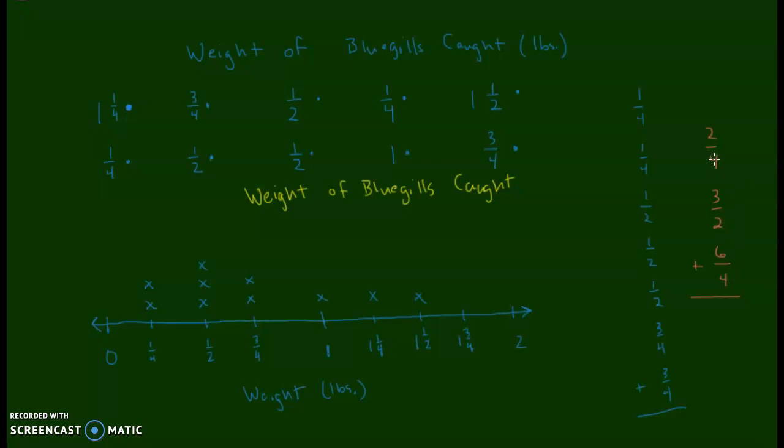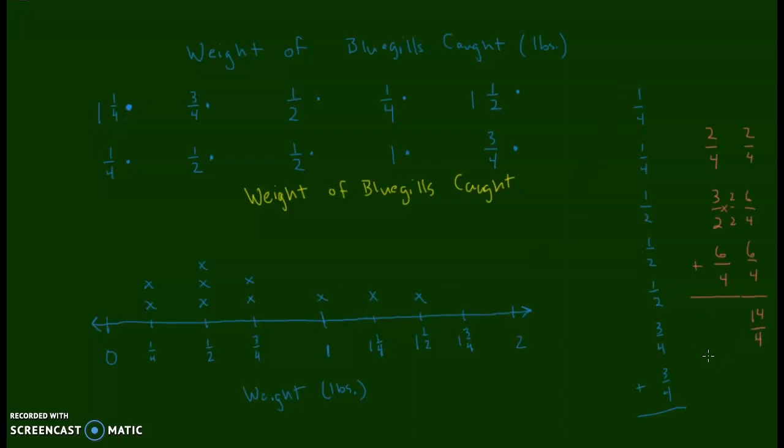In order to add, we have to find a common denominator. And I know that the multiples of 2, 4, so I could use fourths for my common denominator. So 2 fourths won't change. 3 halves, if we multiply that by 2 over 2, that will give us 6 fourths. And then 6 fourths here doesn't change. So 2 fourths plus 6 fourths is 8 fourths. Plus 6 fourths is 14 fourths. So there are 14 fourths pounds of bluegills caught that were less than a pound.